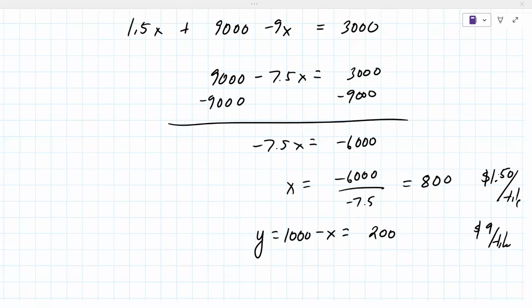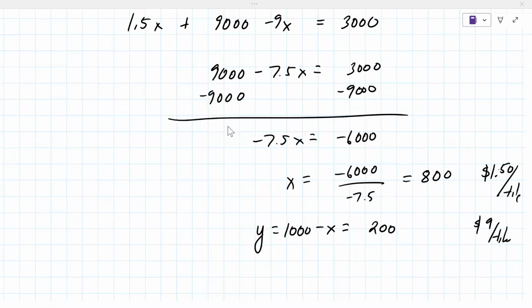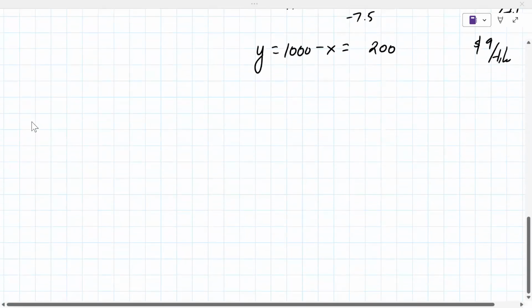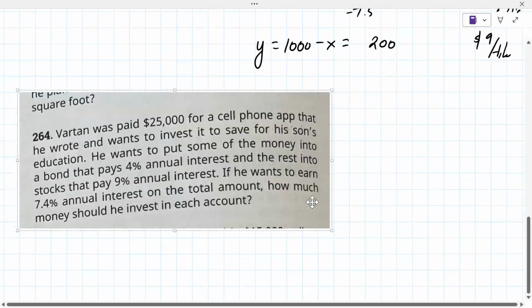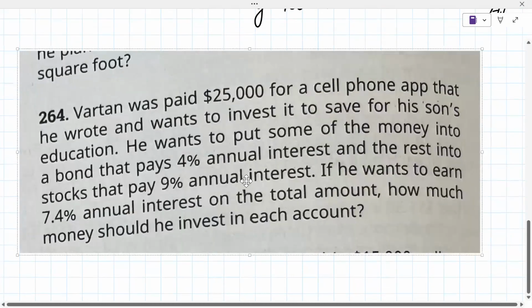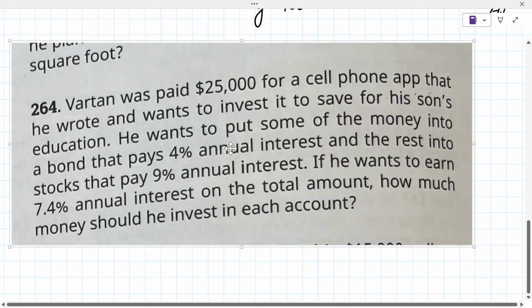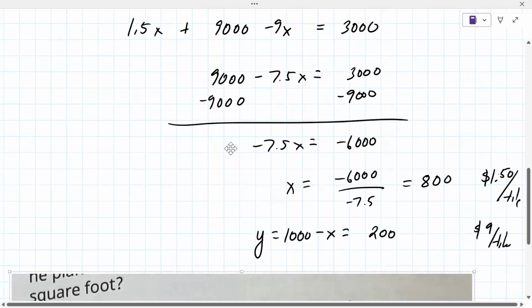Sometimes on tests and quizzes, they have you set these up, but not solve them. So be on the lookout for that. It would say in bold, like, do not solve if you're not supposed to. So if you're ready, we can look at 264. If you're still working through this one, let me know. Yeah, I'm just working. I'm almost done.